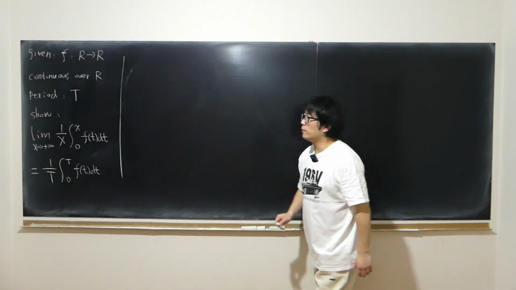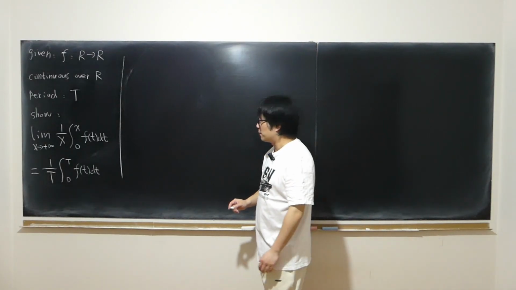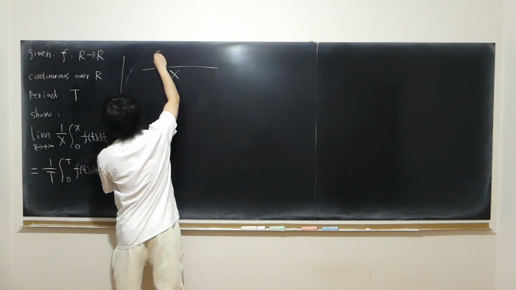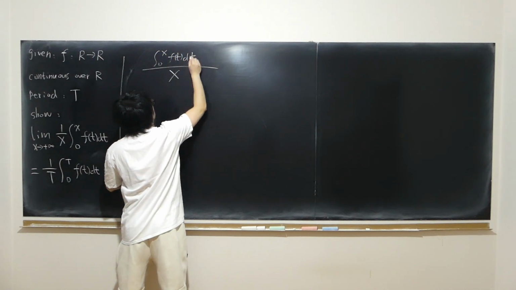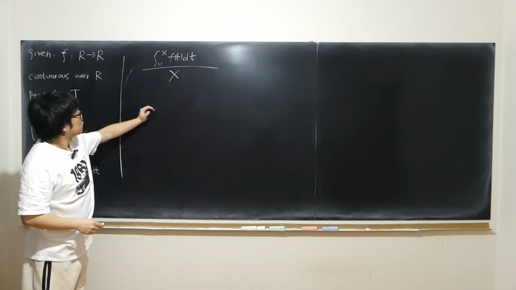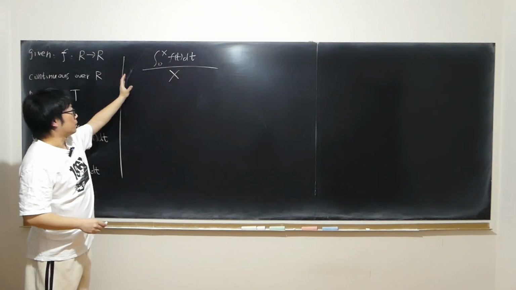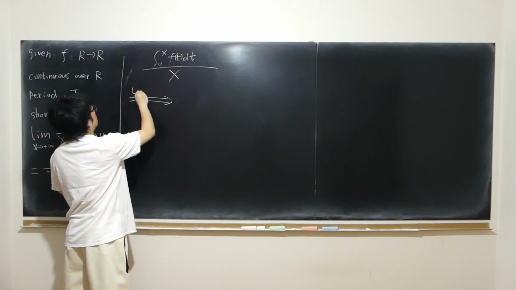So first of all, we may think of using L'Hopital's rule, because as soon as we see this expression, we have x at the bottom, and this changing upper bound integral at the top. Since x is approaching positive infinity, I don't know whether the top is approaching infinity or not. But it doesn't matter. We can still apply L'Hopital's rule. That's what it says.